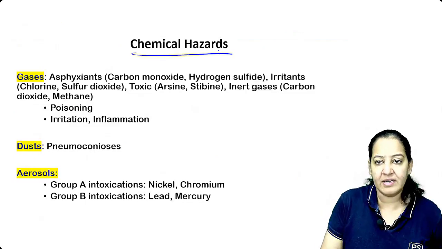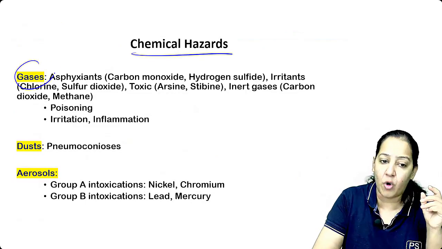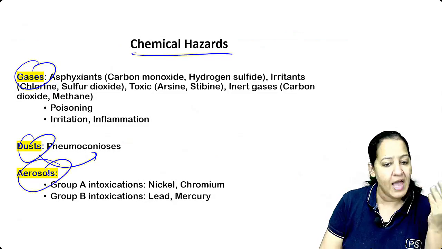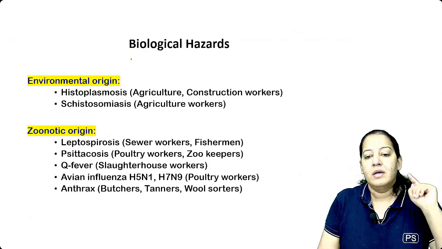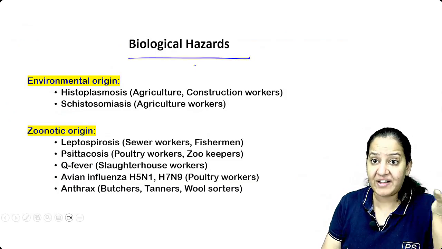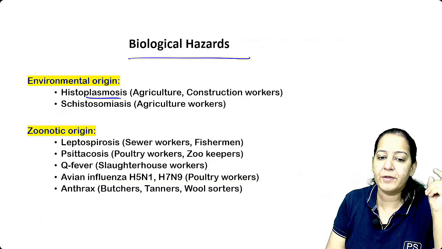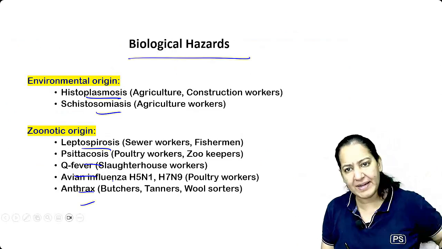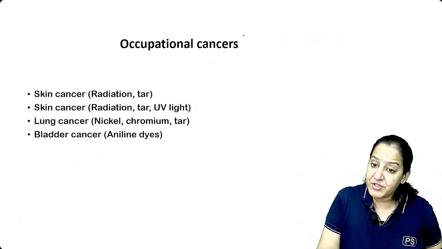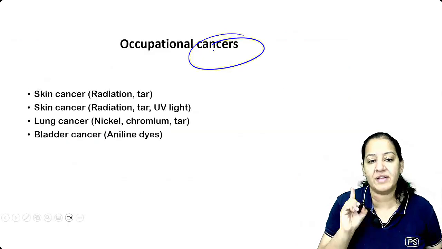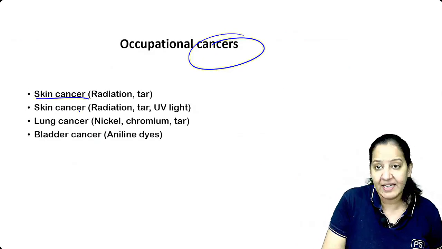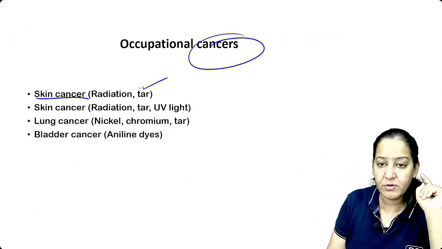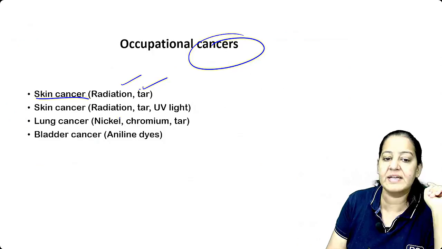In the chemical one, someone is working in an environment where toxic gases are there, dust is there, dust leads to pneumoconiosis. Aerosols can be there, that is chemical. In the biological hazard, someone works in a factory or industry where fungi can be there, है ना? Some bacteria can be there that can lead to the corresponding disease. Okay, don't learn the list. Occupational cancers are important. In occupational cancers, the most common cancer is skin cancer. Someone who is working in tar, someone who is working in radiation, can have skin cancers, है ना?